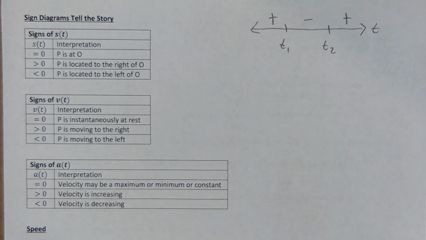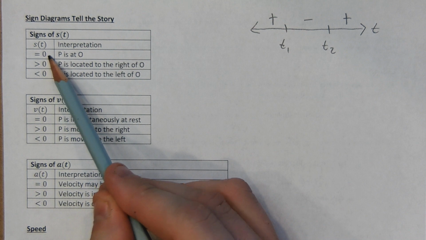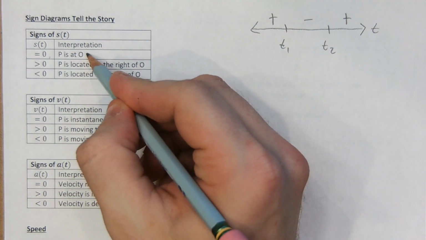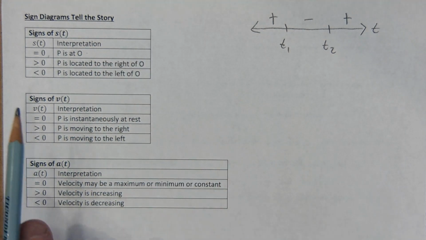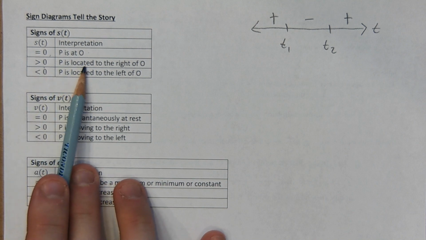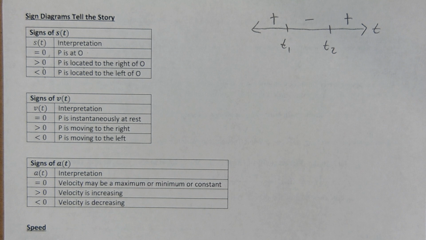So if you drew a sign diagram for displacement, s of t, position, what does it mean if s of t is equal to 0? That means you're displaced 0 units away from the origin, therefore point P is at the origin. What if you have a positive displacement? That means you're to the right of the origin. And a negative displacement, to the left of the origin.